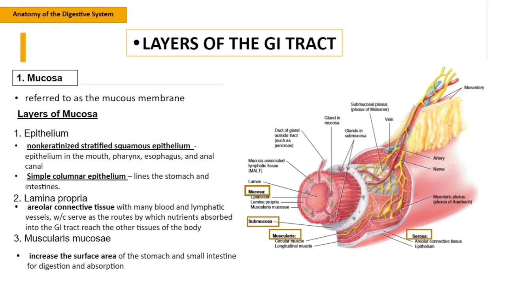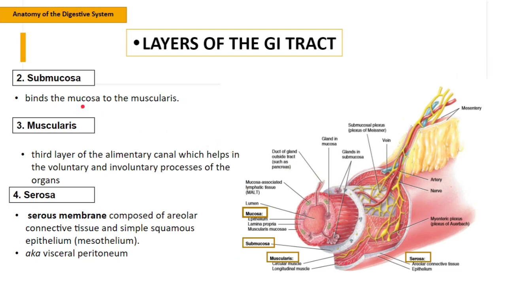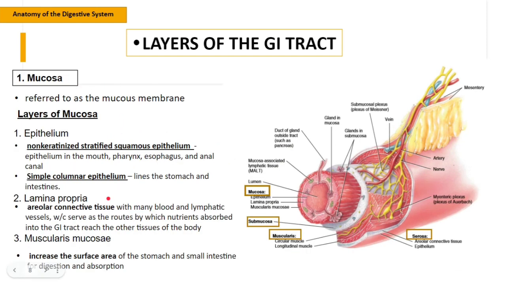Okay, so again, here is the mucosa. And then the other layers are the submucosa, the muscularis, and the serosa. But let's deal with the mucosa first. The mucosa, which is the first layer of the GI tract, can actually be categorized also into 3 different layers.